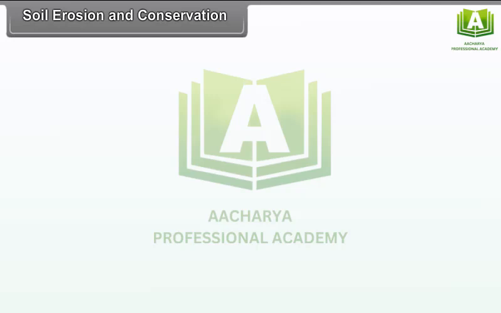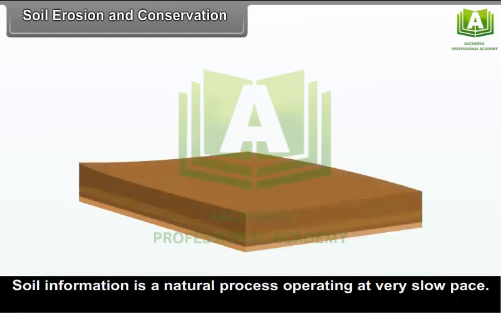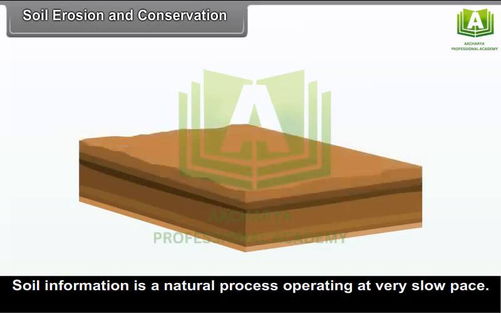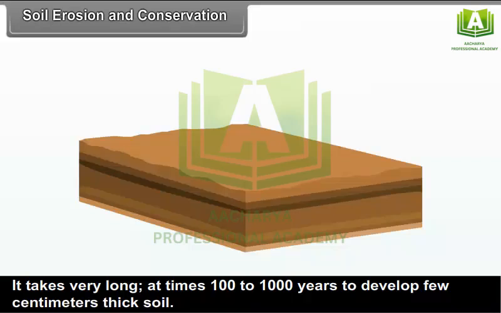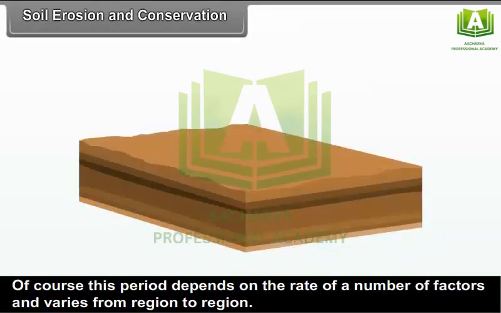Soil erosion and conservation. Soil formation is a natural process operating at very slow pace. It takes very long, at times 100 to 1000 years, to develop few centimeters thick soil. Of course, this period depends on the rate of number of factors and varies from region to region.